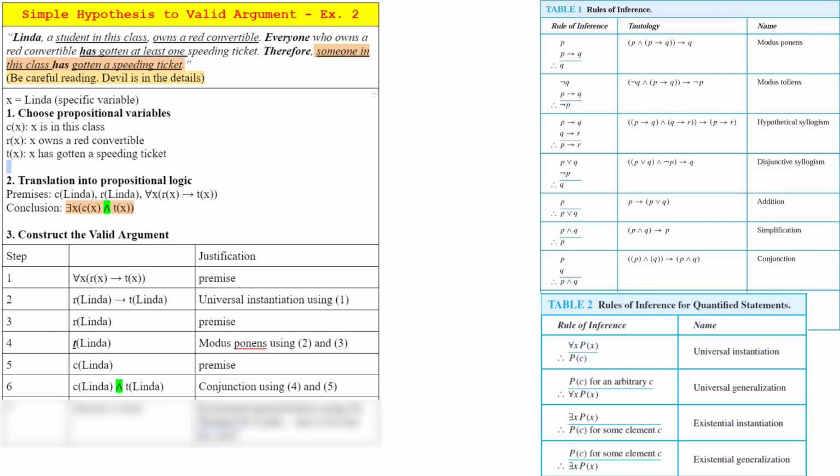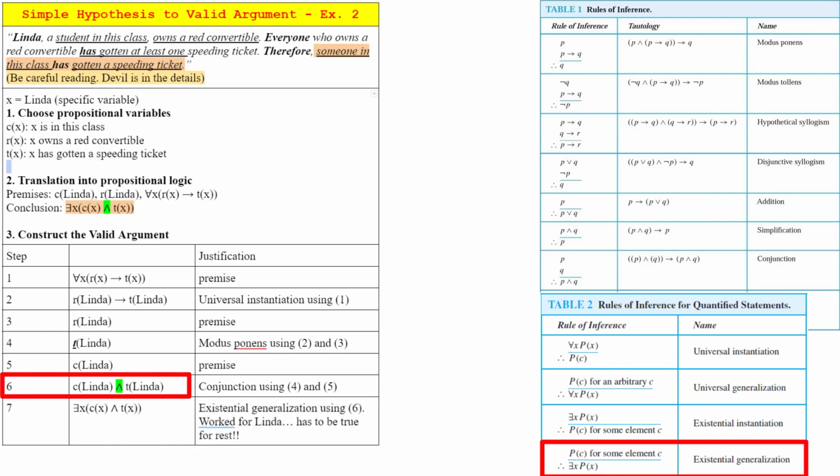The last part, you know that we're trying to get to our conclusion. You know there's going to be an existential in there somewhere. It's either going to be instantiation or generalization. It's going to be the generalization this time because we've proven that it worked with Linda. We've proven that premise to be true, then it has to be true for the other ones because of, frankly, the original premises that were given. So that's where we use existential generalization using line number 6. It worked with Linda, so it has to be true for the rest.